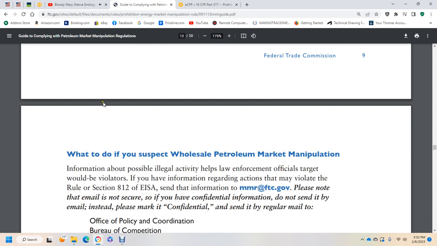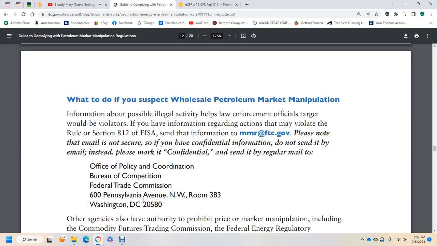What to do if you suspect wholesale petroleum market manipulation. If you have information regarding possible illegal activity that may violate the rules under Section 812 of the Energy Independence and Security Act, send the information to MMR at ftc.gov. Please note that the email is not secure. If you have confidential information, do not send it by email. Instead, please mark it confidential and send it by regular mail to the Office of Policy Coordination, Bureau of Competition, Federal Trade Commission, 600 Pennsylvania Avenue, Northwest, Room 383, Washington, D.C.